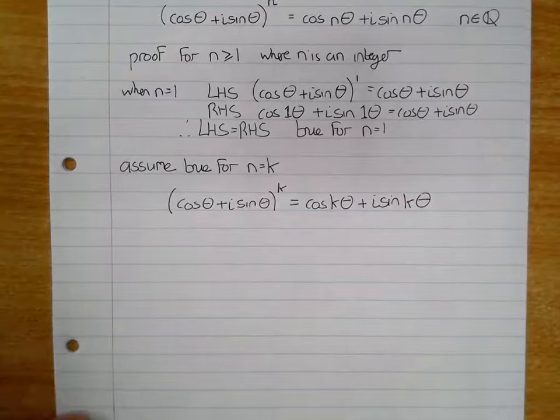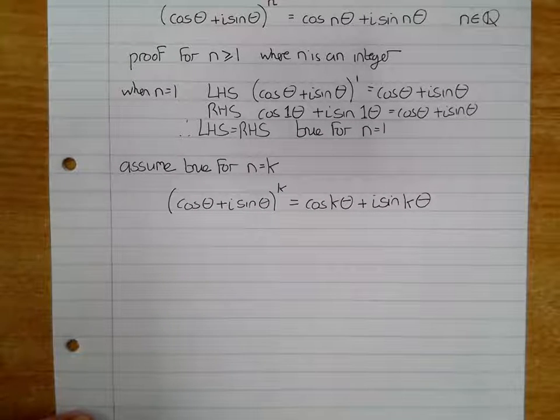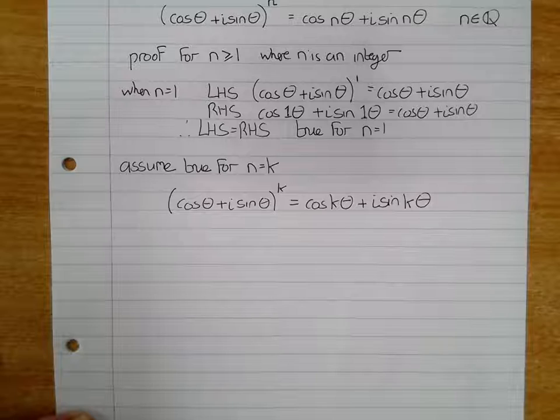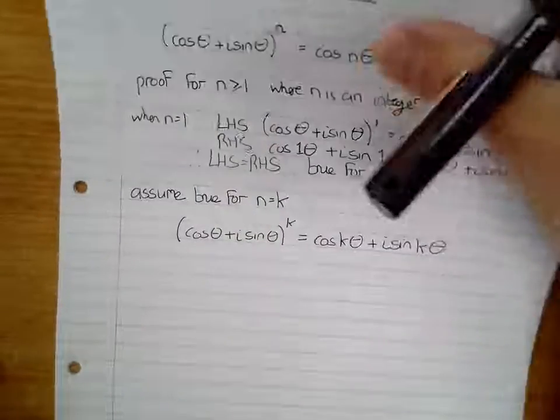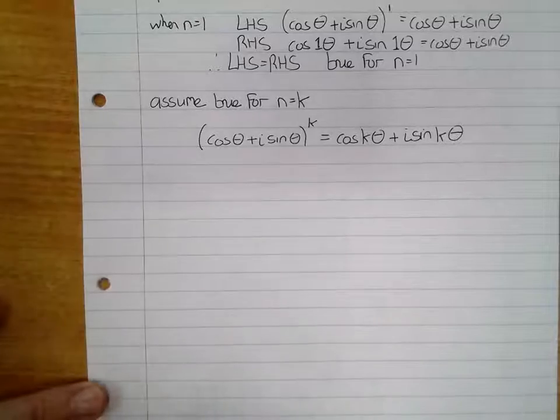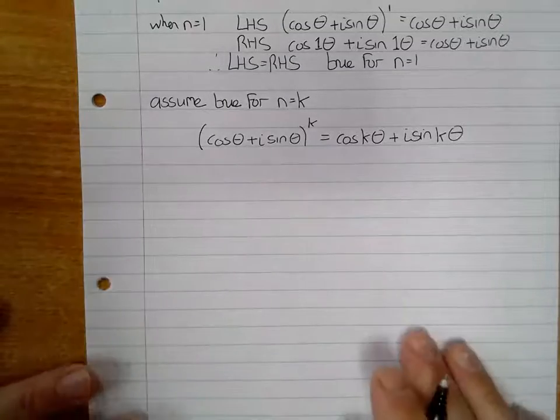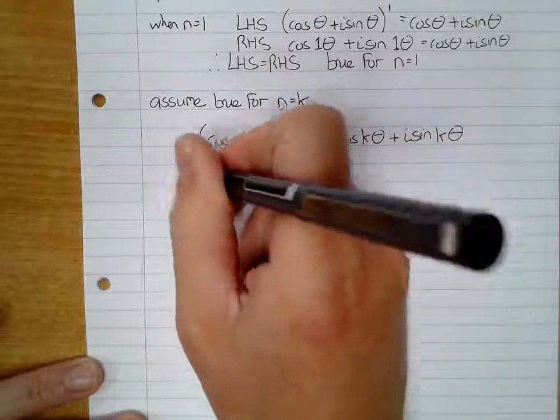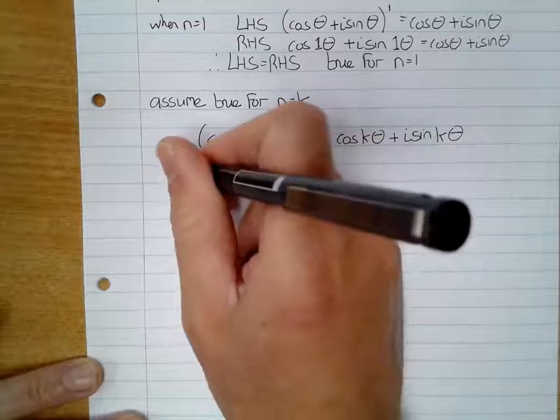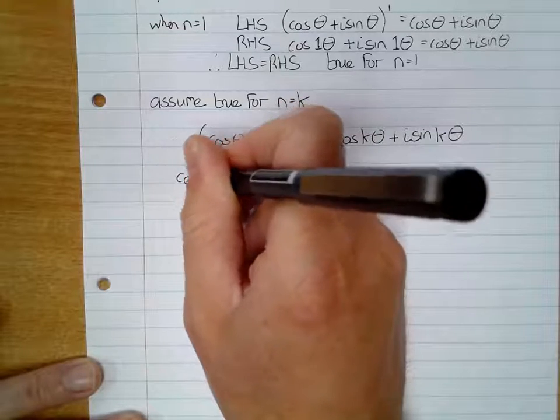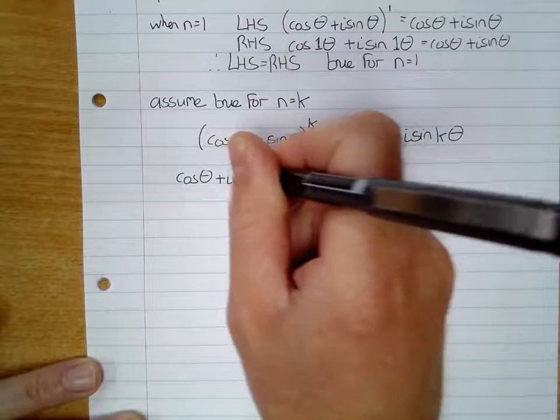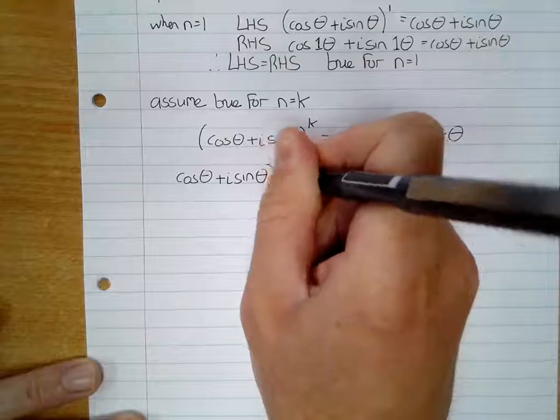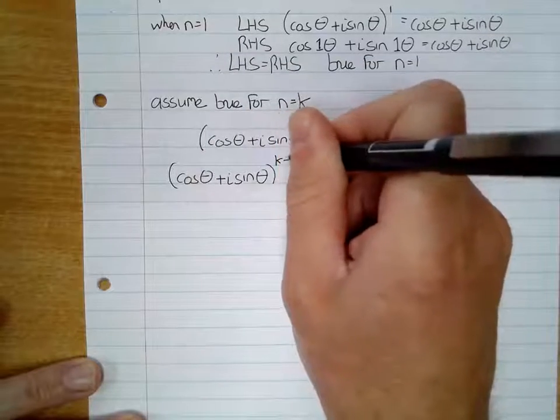Assume true for n equals k: cos theta plus i sine theta to the power of k equals cos k theta plus i sine k theta. Now we have to show that it's true for n equals k plus 1. So we start off by writing the left hand side of the result for n equals k plus 1, which is that.